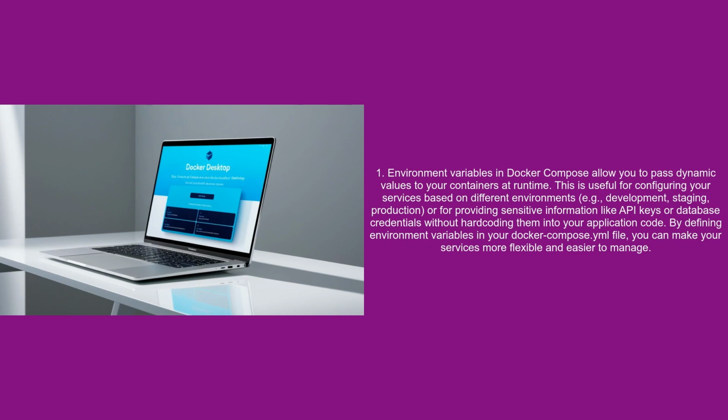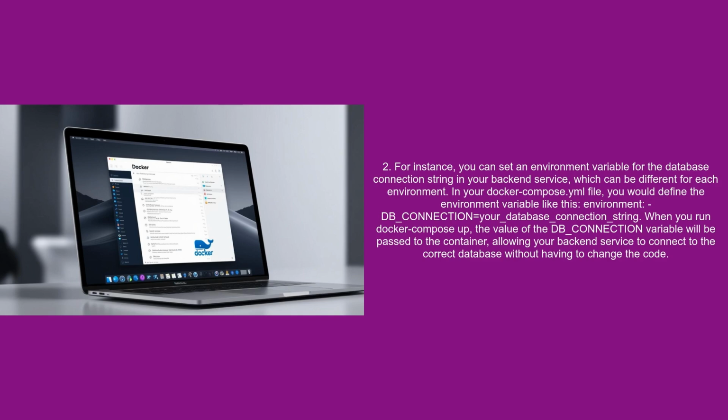Cool, right? So, let's say you want to set up your database connection string in your backend service. What you can do is define an environment variable for it, which can vary depending on the environment you're working in. In your docker-compose.yml file, you'll want to specify this environment variable by adding something like db_connection equals your_database_connection_string. When you fire up Docker Compose with the up command, the value of the db_connection variable gets passed to the container. This way, your backend service can easily connect to the correct database without any need to mess around with the code. Cool, right?